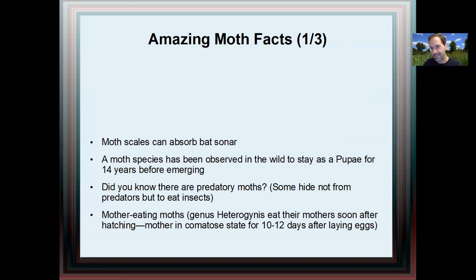And not only predating on other creatures, there is a genus, Heterogenus, which is a mother-eating moth. So basically, the mother lays her eggs and goes into a comatose state for 10 to 12 days, and that allows the hatchling to come and eat its mother, which is incredibly brutal.